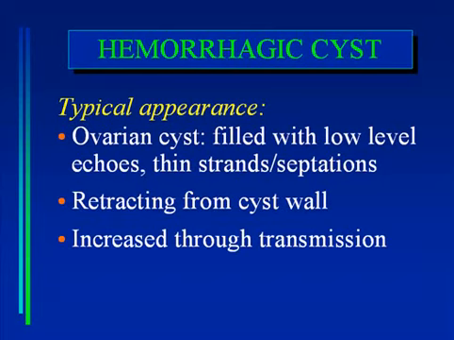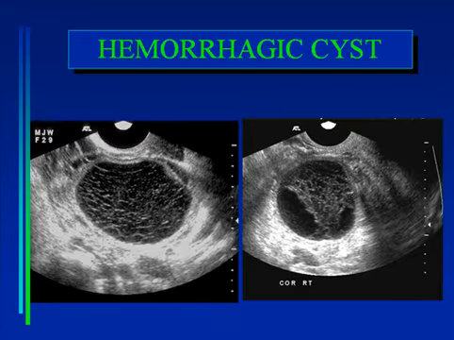Common appearances include an ovarian cystic lesion filled with low-level echoes and lots of thin strands and/or septations. Oftentimes, the clot within the hemorrhagic ovarian cyst will be retracting from the cyst wall, and a hemorrhagic cyst should have increased through transmission. Here are some typical examples.